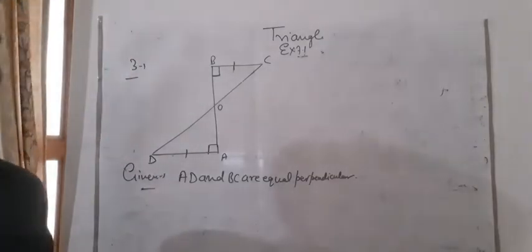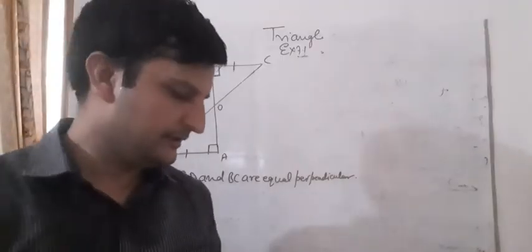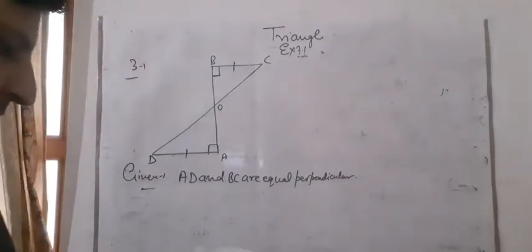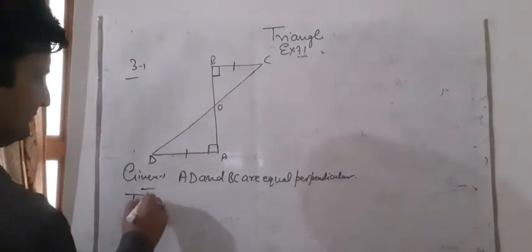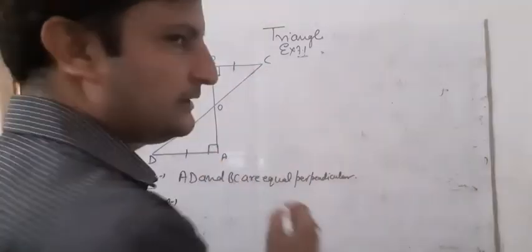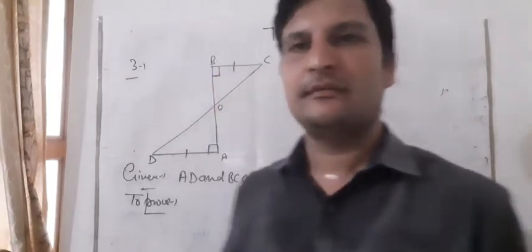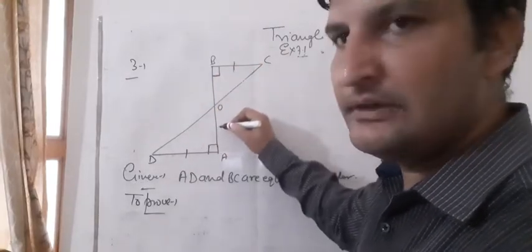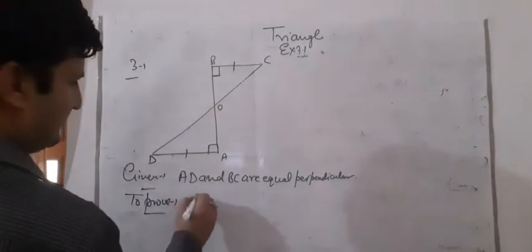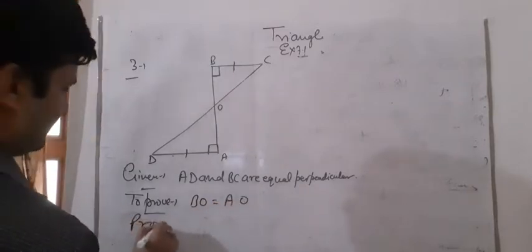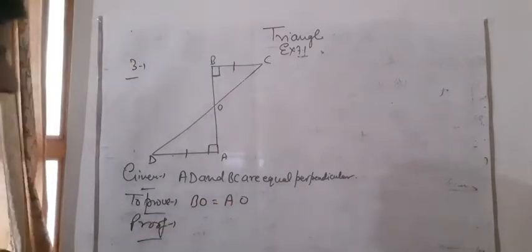So two things are given, and we have to find the third thing. To prove, we have to prove that CD bisects AB. We have to prove that students, CD bisects AB. You know what bisector means: CD is bisecting AB, and bisect means equal parts. So we have to prove that BO is equal to AO. So now we will start with the proof.